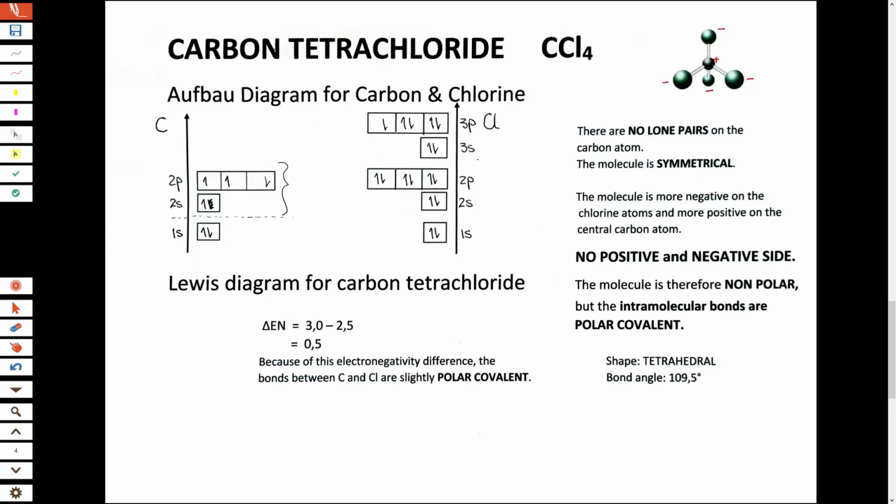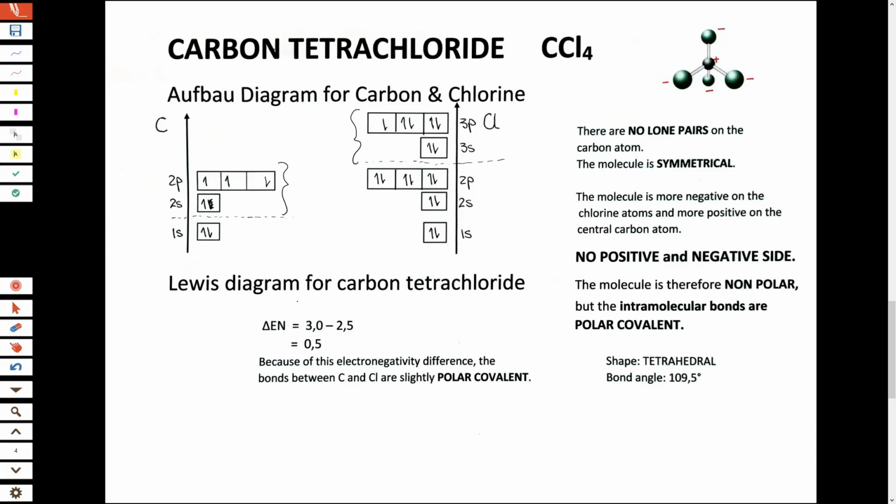Chlorine is in group 7. It has 17 electrons in total. So if you just want to study the Aufbau diagram in your own time, the 7 valence electrons are the electrons in the highest energy level. So there are 3 lone pairs and 1 unpaired electron. So chlorine makes 1 bond, carbon makes 4 bonds because it's got 4 unpaired electrons.